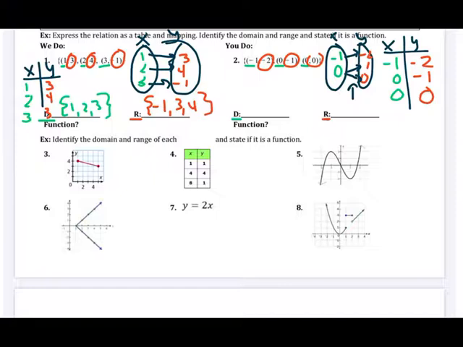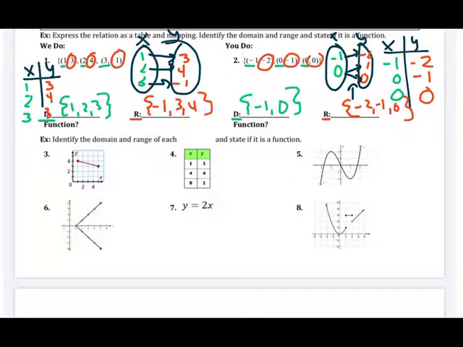Go ahead and pause the video and identify the domain and range on number 2. So the domain on number 2 is going to be 0, -1. And actually, I just did not write that in numerical order, did I? That should say -1, 0. The range, because we're listing smallest to largest, is -2, -1, and 0.